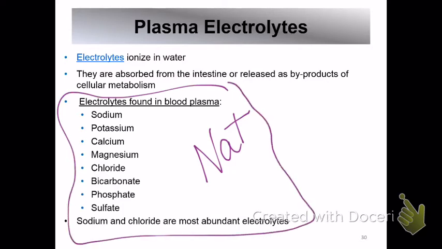So take a second and maybe try to list those, practice with them. Of course, sodium, potassium's important, and then chloride is really important. So those are the three main ones that you want to maybe highlight and take note of.